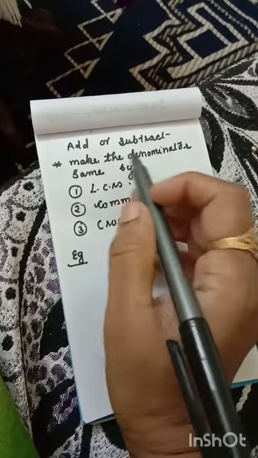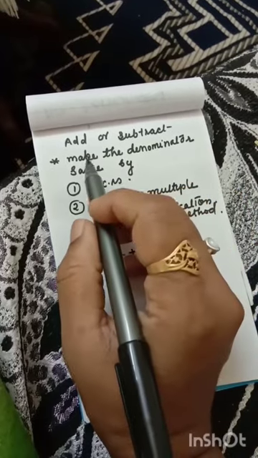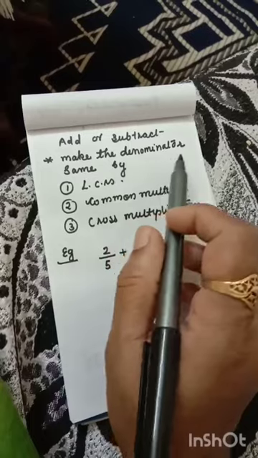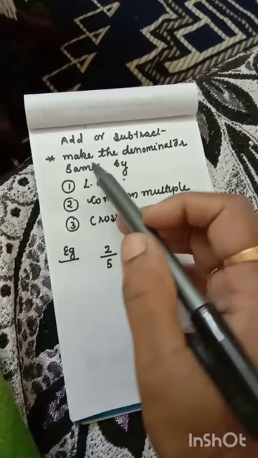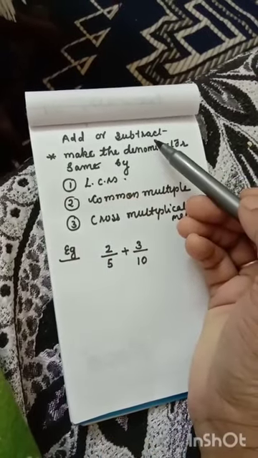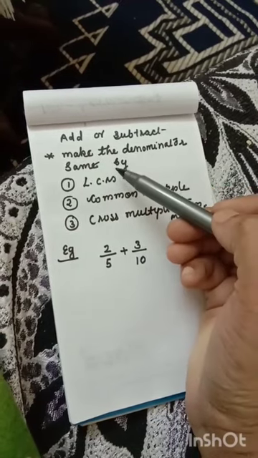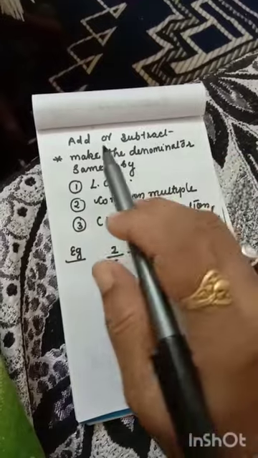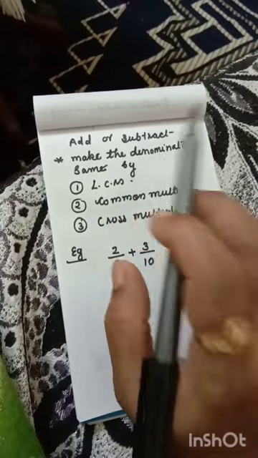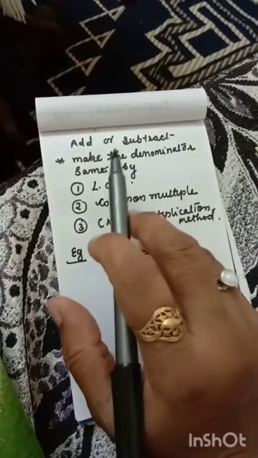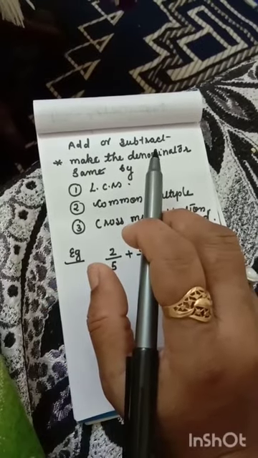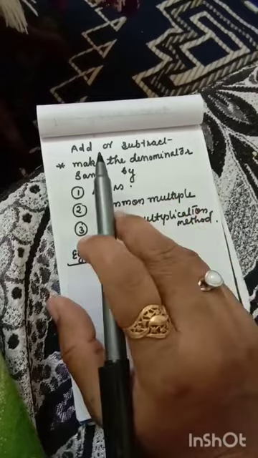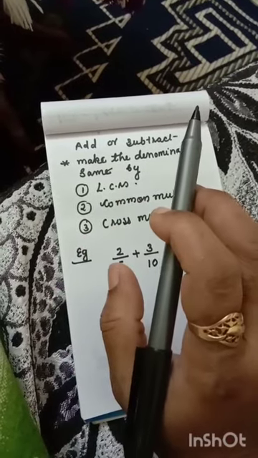When you add or subtract, this rule is compulsory. What is the rule? Make the denominator the same. When you add or subtract, make the denominator the same. If the denominators are the same, then only you can add or subtract. Clear? In multiplication and division, we will not check the denominator. Only in add or subtract do you have to check.